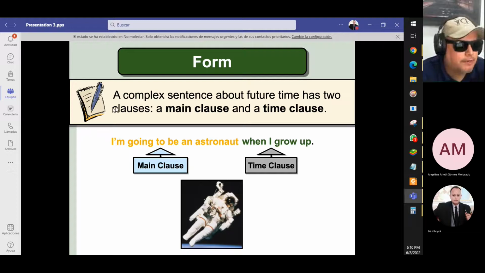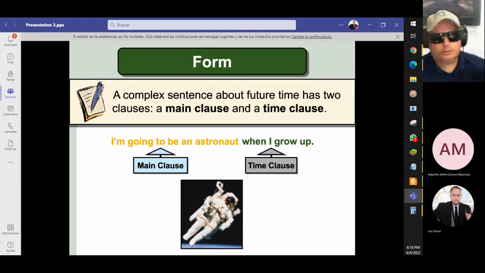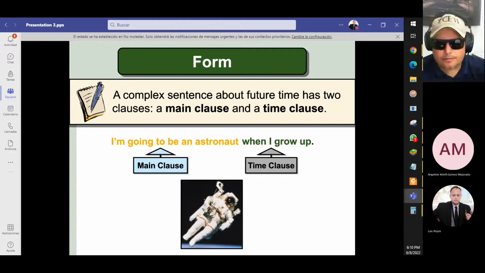Ms. Angeline, ¿qué dice aquí? A complex sentence about future time has two clauses. A main clause and a time clause. ¿Cómo se pronuncia? Correcto. A main clause and a time clause. Main clause and time clause. So, again, complex sentence about the future.